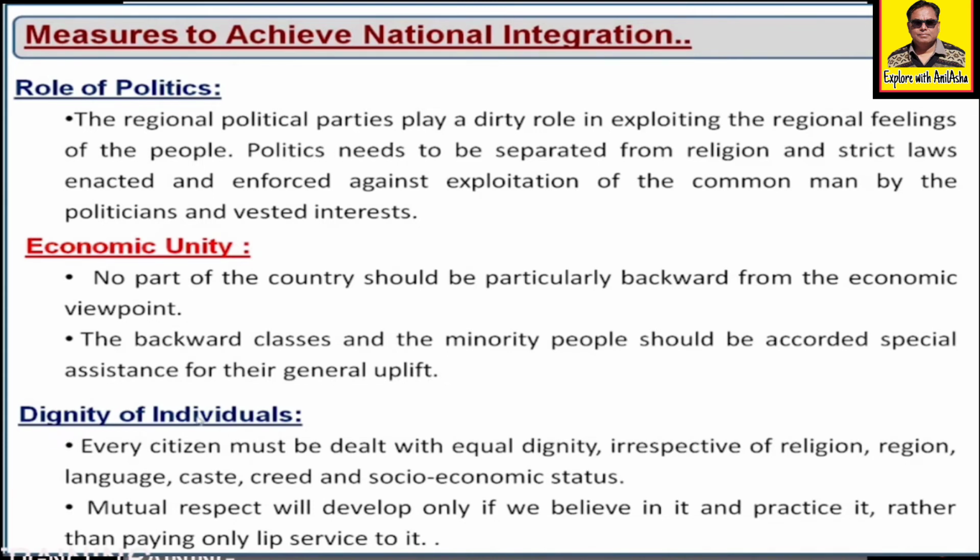The next measure is dignity of individuals. Every citizen must be dealt with equal dignity irrespective of religion, region, language, caste, creed, and socio-economic status. Mutual respect will develop only if we believe in it and practice it rather than paying only lip service to it. That means rather than only discussing about it.